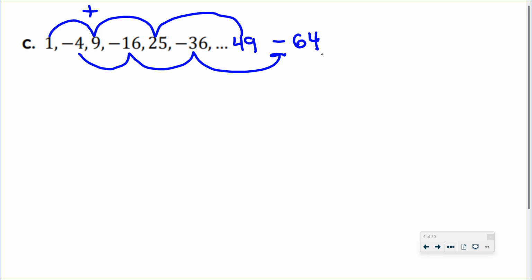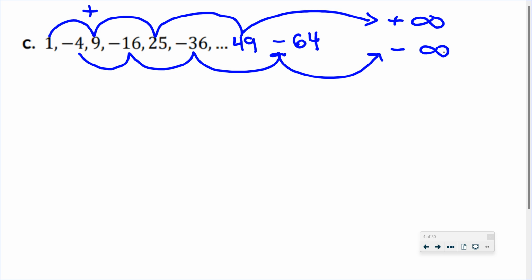So you can see the positive ones are getting bigger and bigger. They're going towards positive infinity. The negative numbers are getting bigger and bigger in the negative direction. Those are going to negative infinity. Since they're not approaching the same value, we can say that the limit here does not exist.